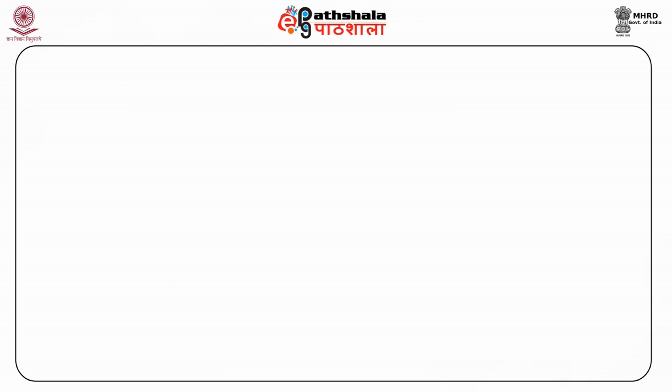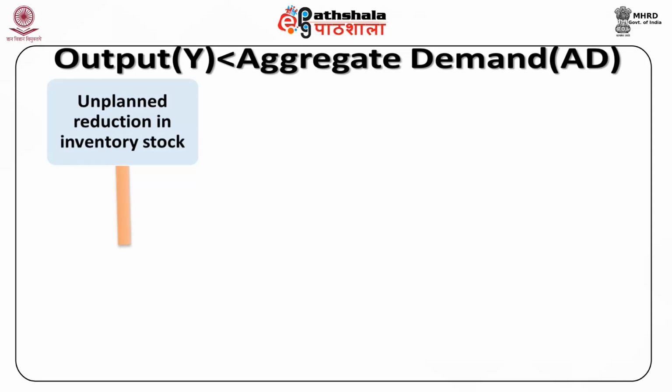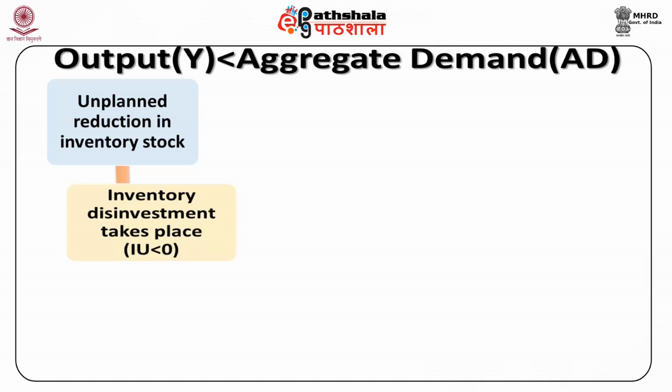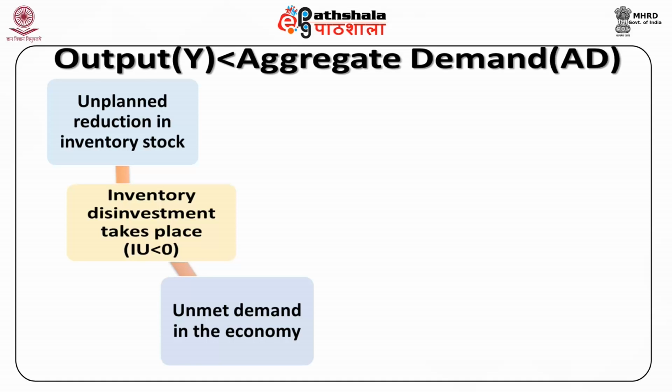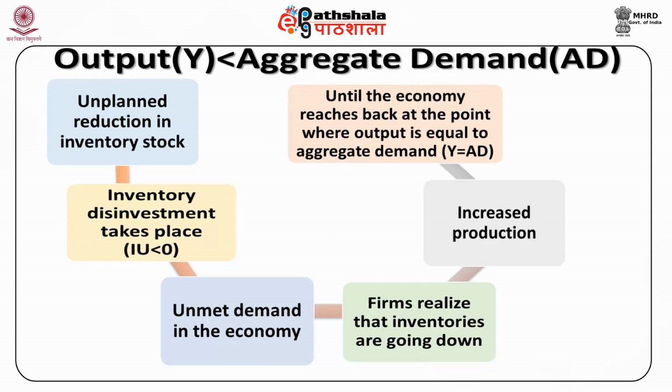On the contrary, if output is less than the aggregate demand, that is, Y is less than AD, then there is an unplanned reduction in the inventory stock, or inventory disinvestment happens. IU is less than 0 as there is unmet demand in the economy which has to be met from past stock of goods. Now, firms realize that their inventories are going down and will increase production until equilibrium between Y and AD is restored.